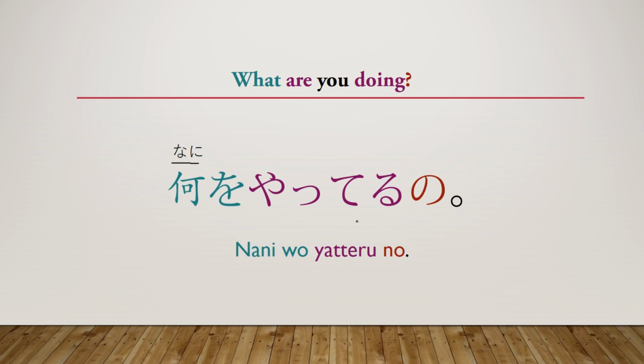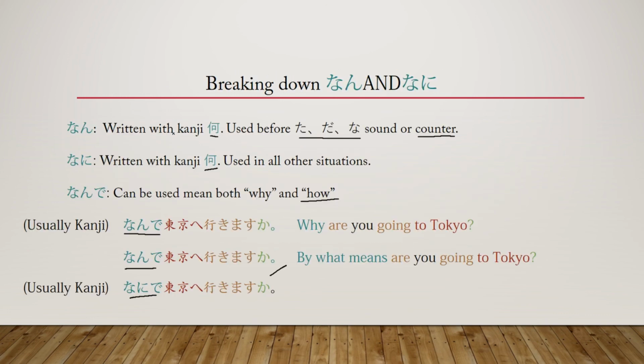Okay, so that is going to be the end of today's lesson. It's a pretty straightforward lesson. Basically, these rules are all you need to know. Does the nani come before a ta, a da, or na? Or is it a counter? If so, then it's nan. Other situations, nani. The only exception is if you really want to make sure that someone knows that you're talking about by what means are you going somewhere or doing something, then you want to use nani de, not nan de.